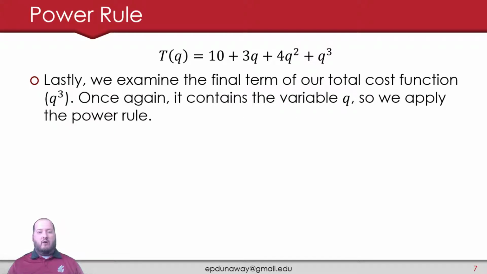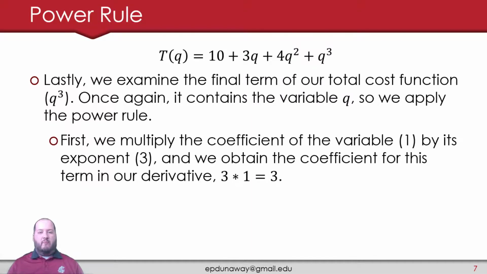One more term to go, and this is going to be q cubed. So again, it contains the variable q, so I'm going to apply the power rule. First, I'm going to take the coefficient, which is just 1 in this case. I don't have it written there because it's 1, but it's still there. I'm going to multiply it by its exponent, which is 3, and I'm going to get the coefficient of that term in our derivative, 3 times 1, which is just equal to 3.